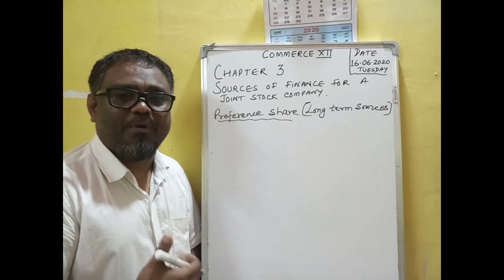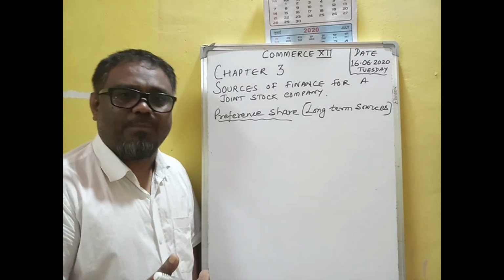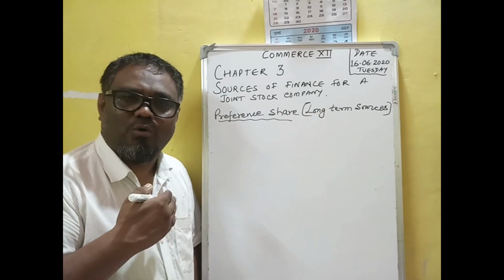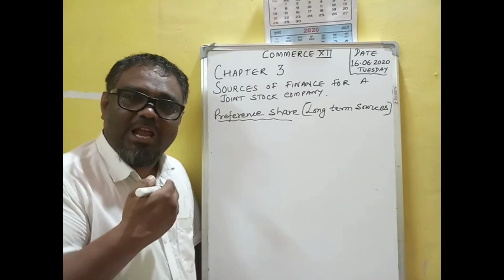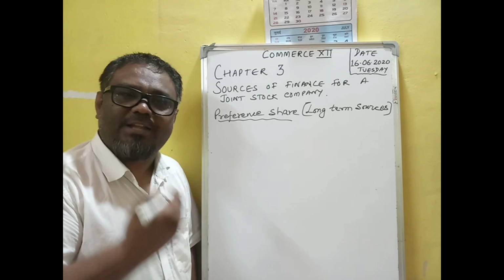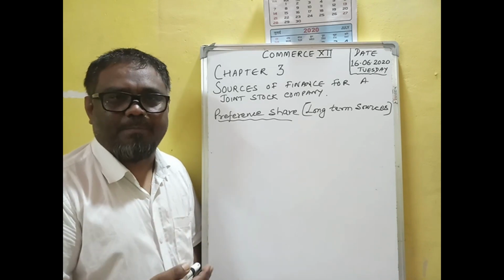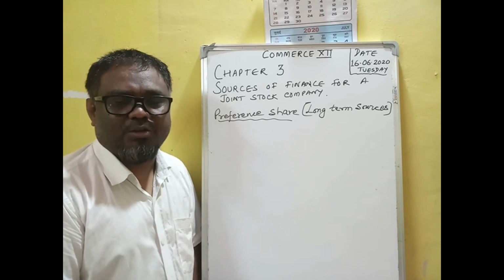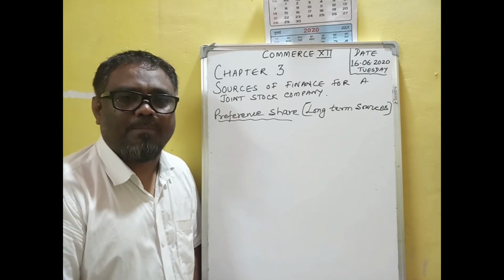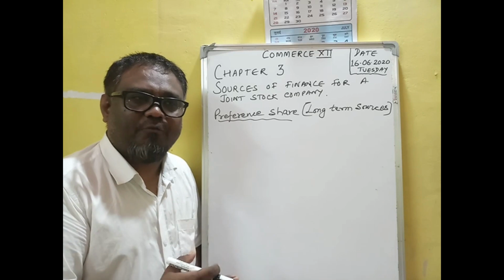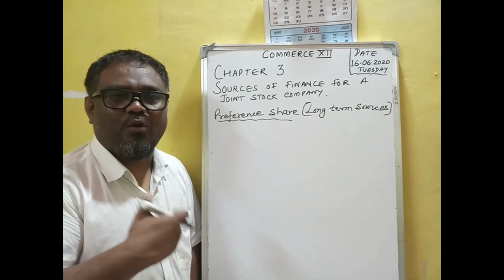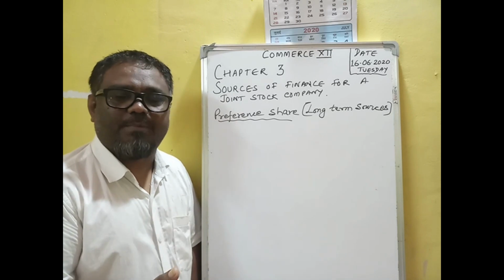So these are preferences. They are not the owner of the company. They do not have any voting rights. They cannot take part in the management of the company. So they are a loan provider. They are a creditor of the company. So they are not the owner of the company. So there is a difference between the preference shares and equity share. Equity shareholders are the owner of the company, whereas preference shareholders are the creditor of the company.